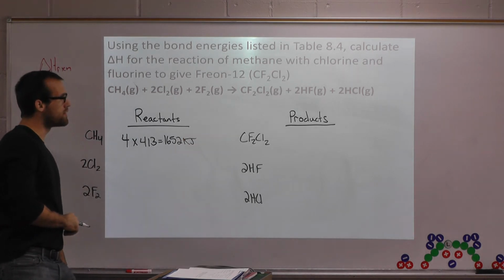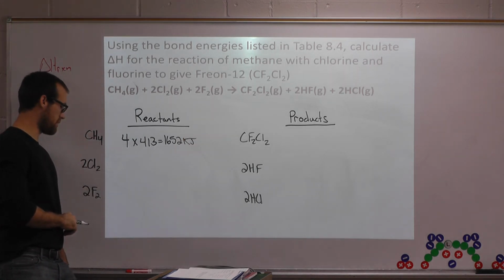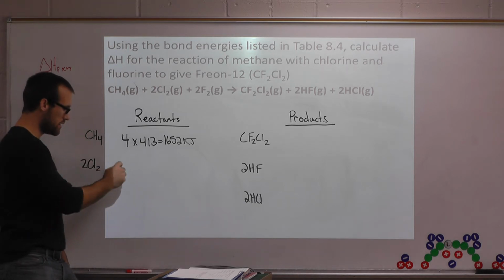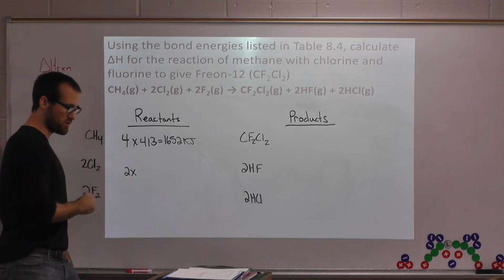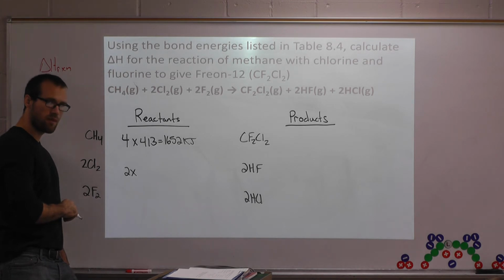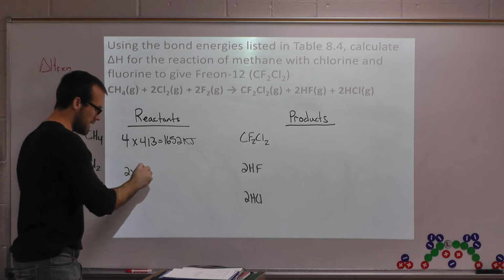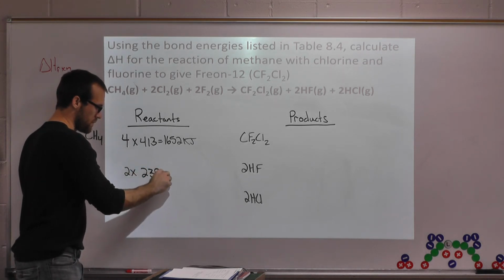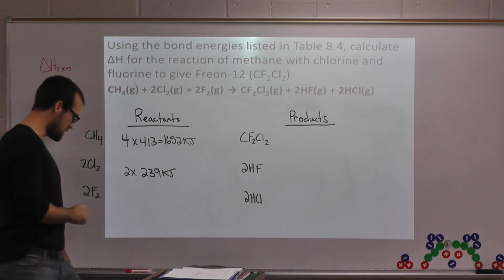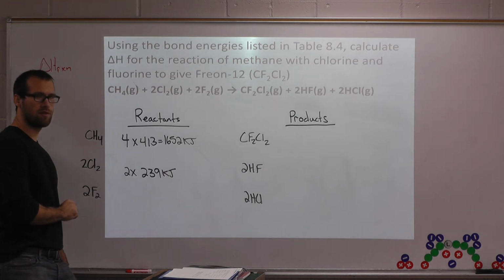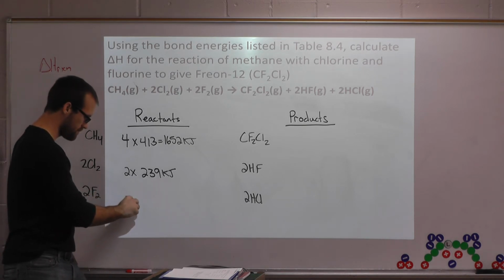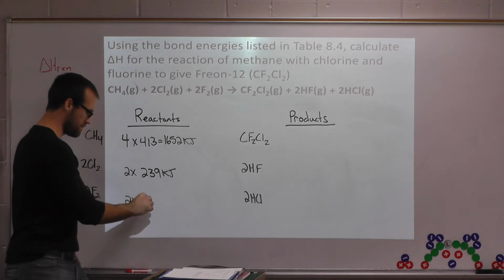Now I'm looking at the next particular guy, my Cl2 here. Each Cl2 only has 1 bond, but since I have 2 moles of it, I need to multiply it by 2. What's the chlorine bond energy? 239. Same thing for my F2. It's only 1 F-F bond, but I got 2 of them. And that's what? 154.